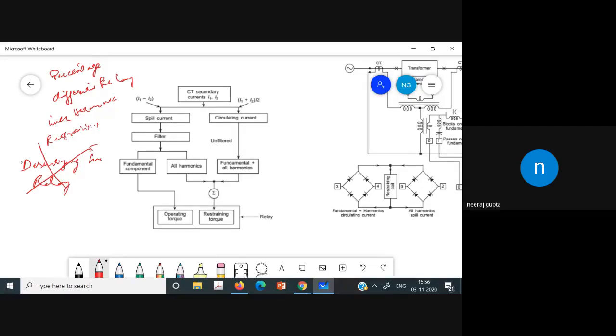Now, what is the way out? The way out is that when we compare the waveform of the internal fault current with that of the inrush current, the inrush current is actually rich in harmonics. So inrush current contains harmonics. However, internal fault current contains only the fundamental component.